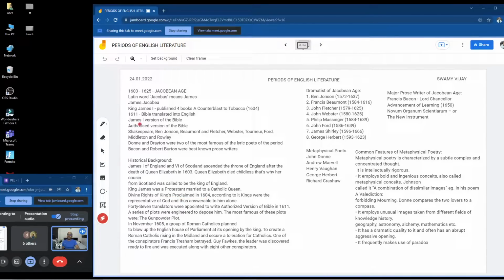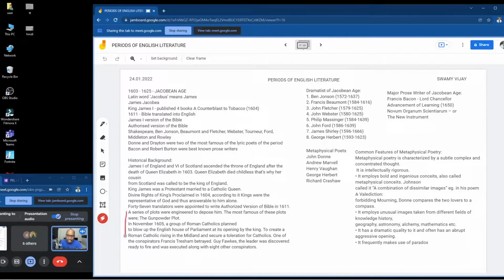And then as I told you, in 1611 the James the First version of the Bible was published, and it is known as the authorized version of the Bible. But how was it made? 47 translators were appointed to write the authorized version of the Bible in 1611. So James, who supported literature, literary art and work, appointed 47 translators to write the authorized version of the Bible in 1611.